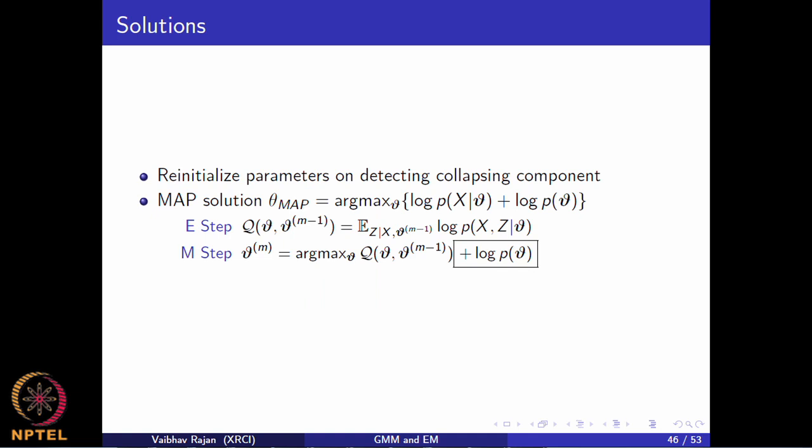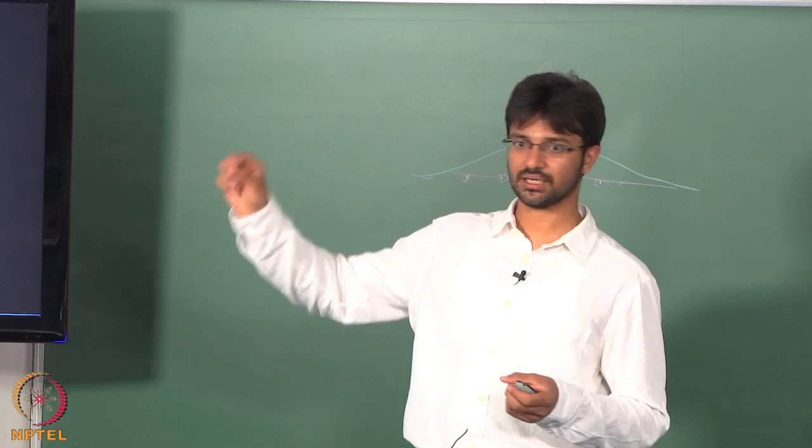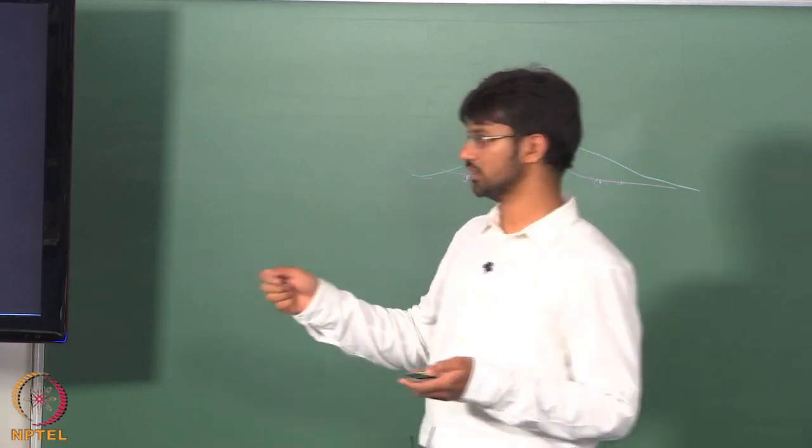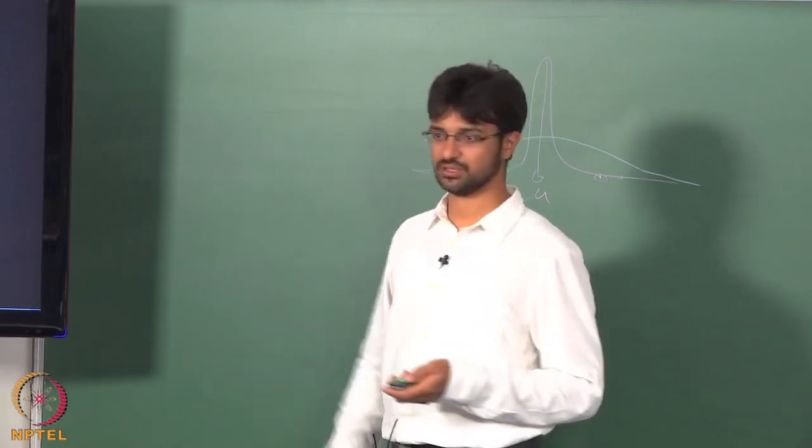So how do you deal with this? The simplest way in a frequentist framework is, when you are running EM, you check whether it is happening or not, and if it is happening, then you just reinitialize the parameters. So you keep trying to detect such collapsing components. In general, it is better to restart EM several times, because EM can get stuck at a fixed point or a saddle point. With different initialization parameters you can get much better solutions, as we saw in the simulation as well.